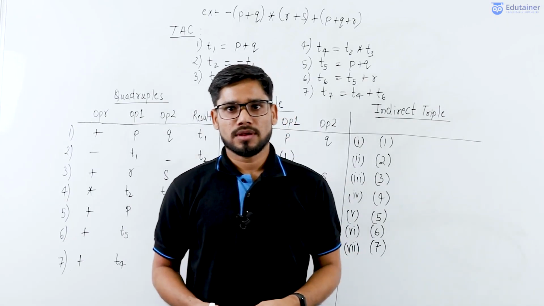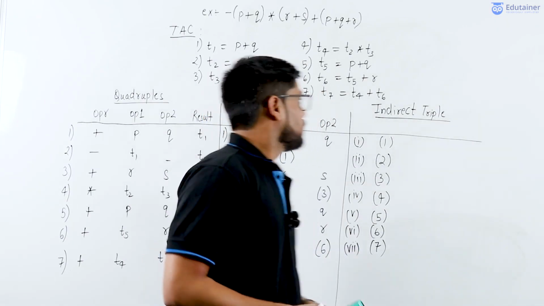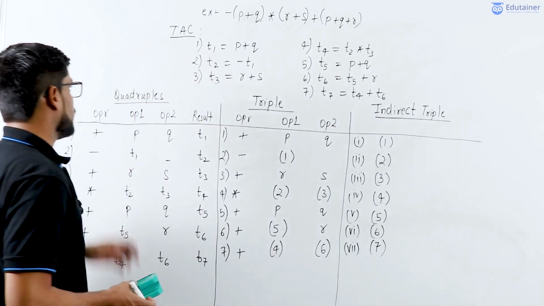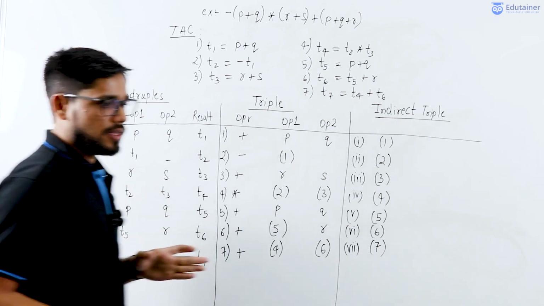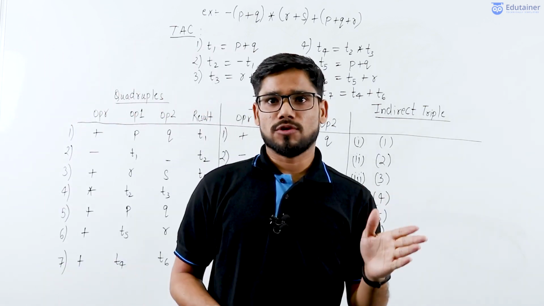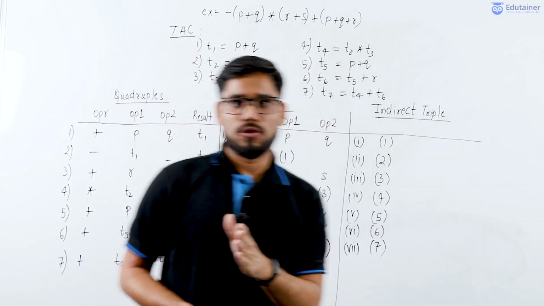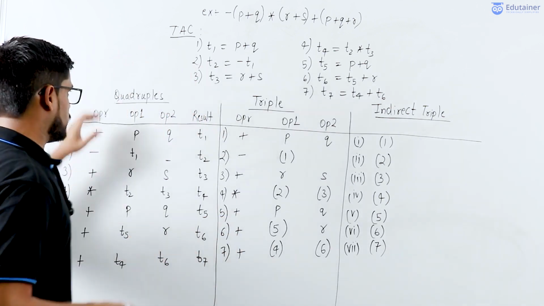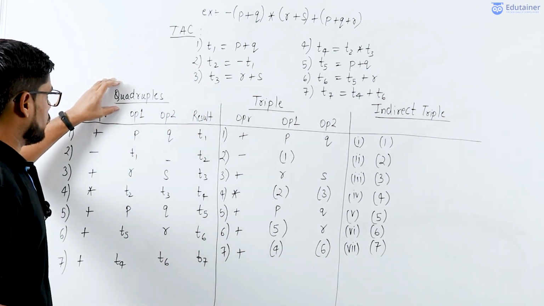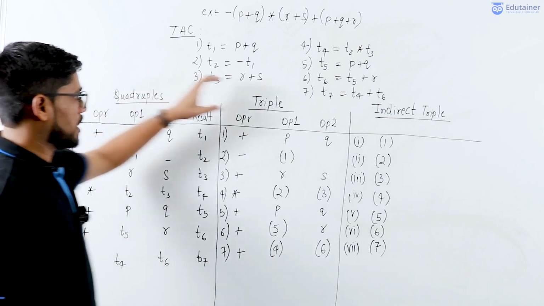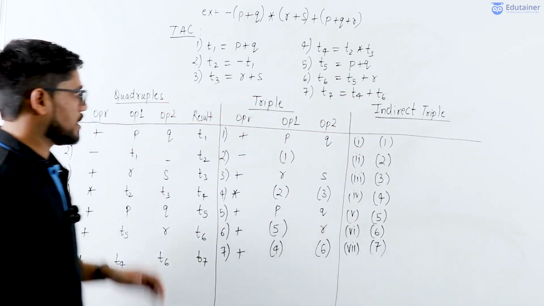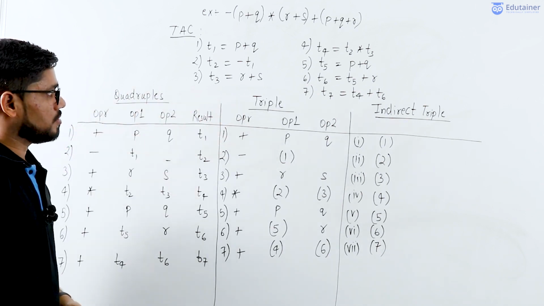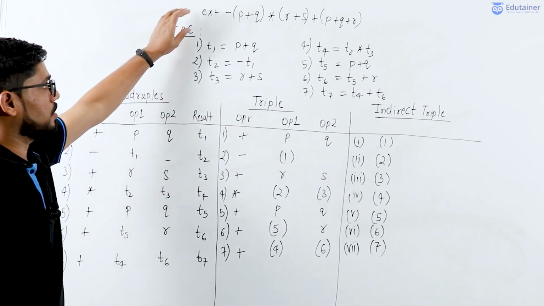Hello everyone. So we shall look at the three different types of intermediate code generation. I already discussed the two different forms, linear and tree form. In this video, we will discuss the other representations, where the first one is quadruple, second one is triple, and third one is indirect triple.